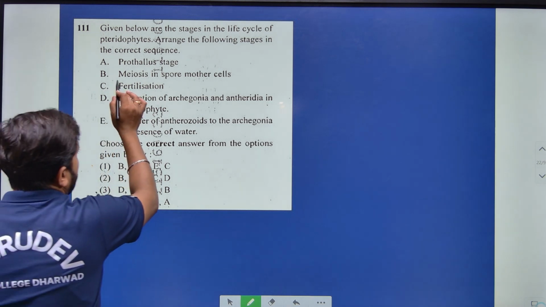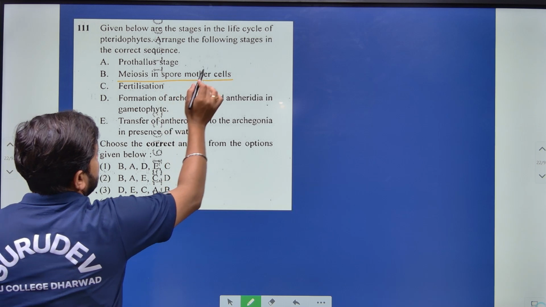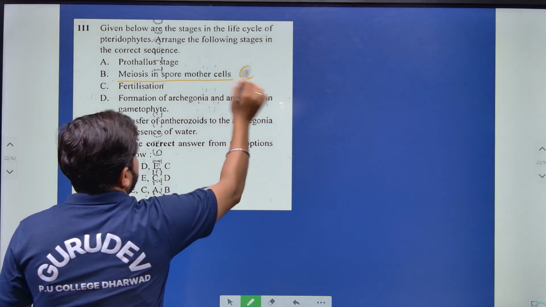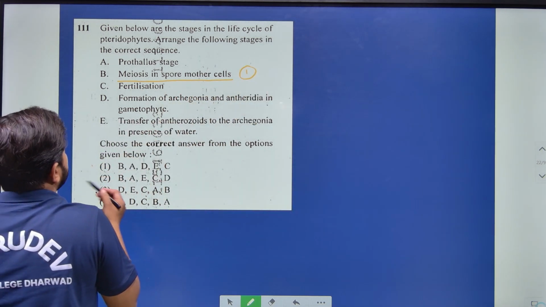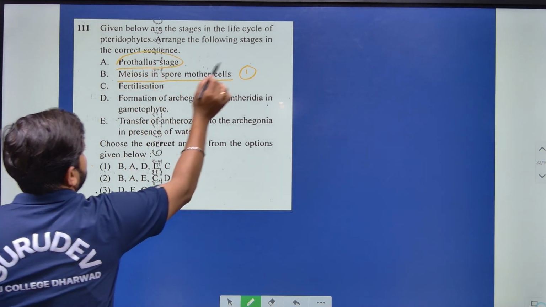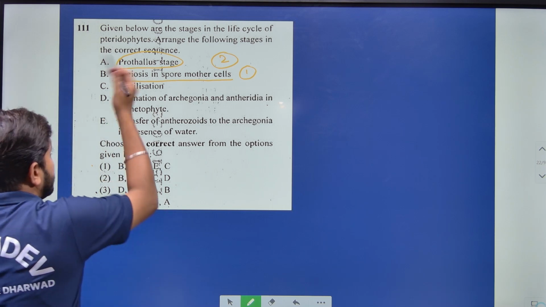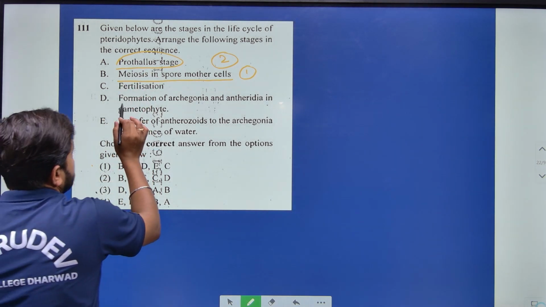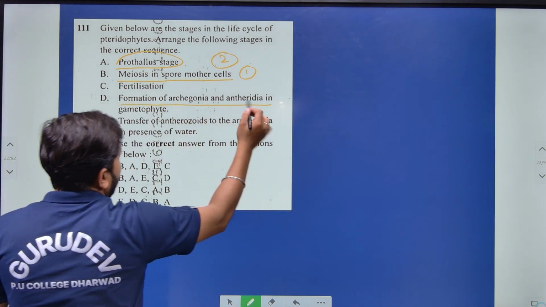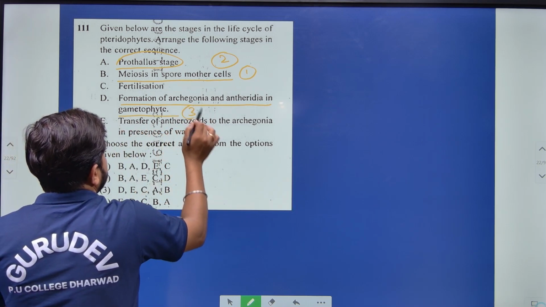So meiosis 1 in the spore mother cells. Meiosis in spore mother cells will be the first one. Then next, what I am going to see here is the prothallus stage, right? The second one is the prothallus stage. Then with respect to the thallus only, what I am going to see is the formation of archegonia and antheridium in a gametophyte, right. That is actually the third one.